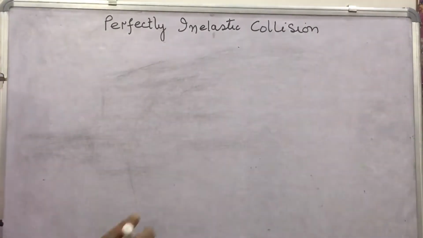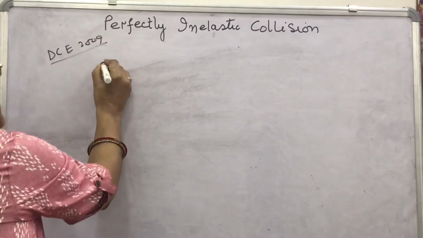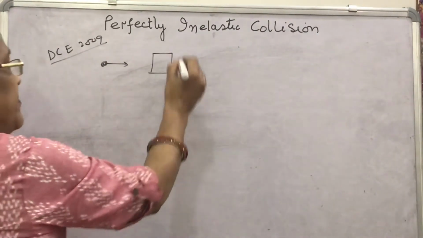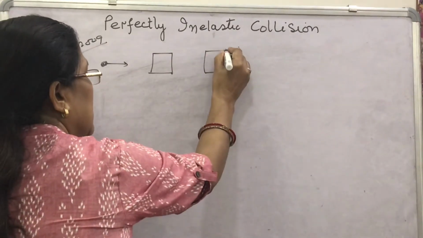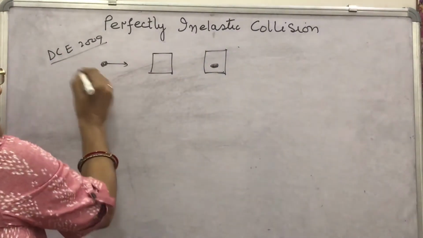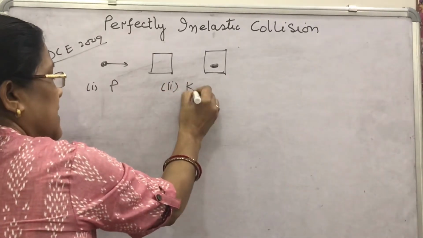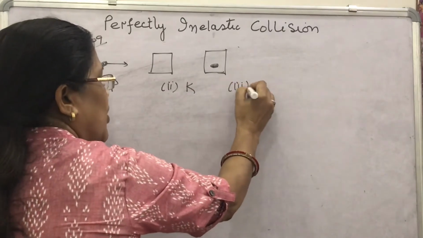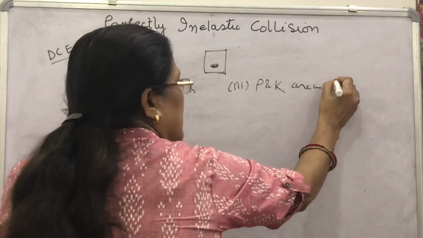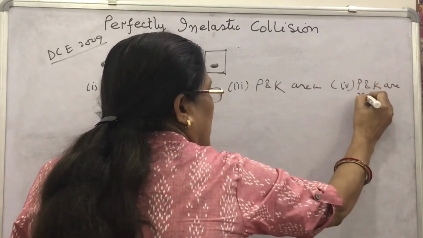First question was asked in the exam DCE 2009. This question says that a bullet strikes a wooden target and after collision it remains stuck with it. It is embedded in it. Then which option will be correct? First is momentum is conserved, second is kinetic energy is conserved, third is both P and K are conserved, and fourth option is P and K are not conserved.